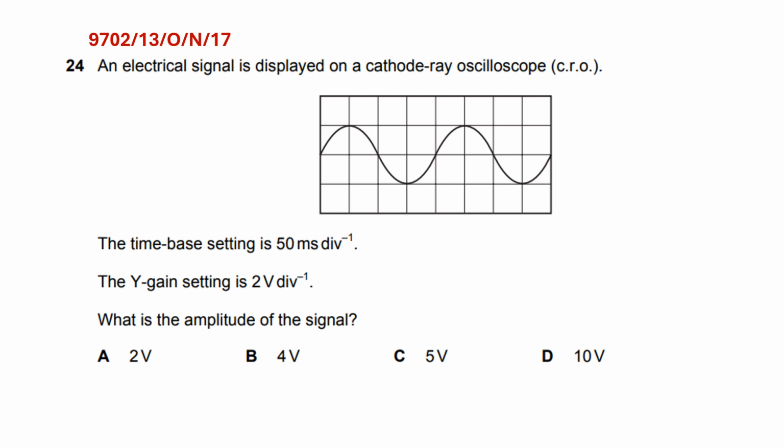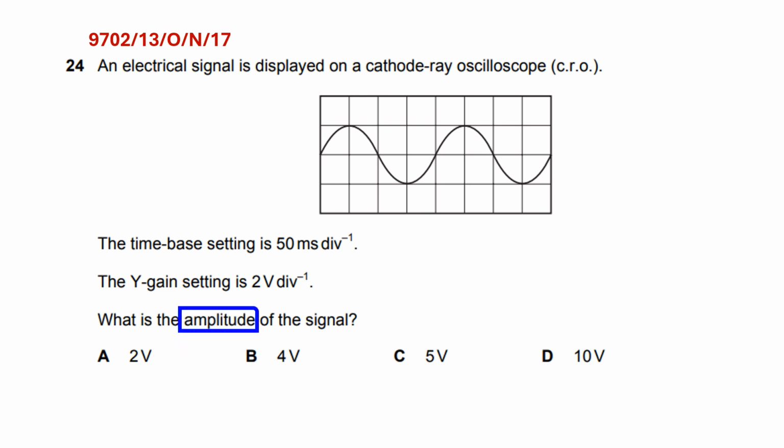Let me read this question. An electrical signal is displayed on a cathode ray oscilloscope, or CRO. The time-base setting is 50 milliseconds per division and the Y setting is 2 volts per division. What is the amplitude of the signal? So this question is asking just for the amplitude.